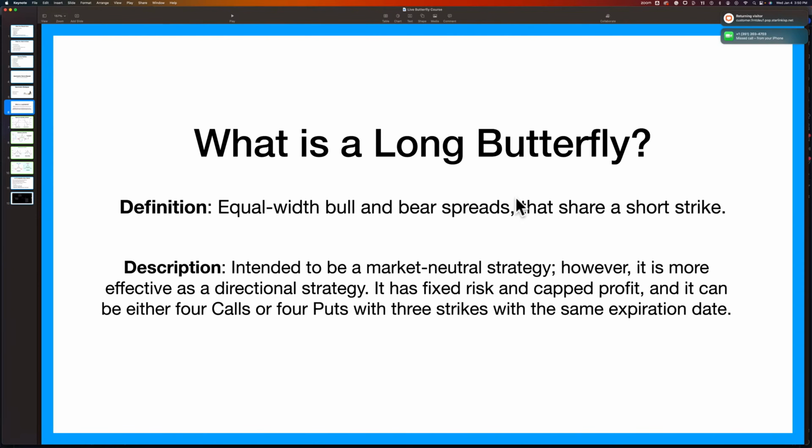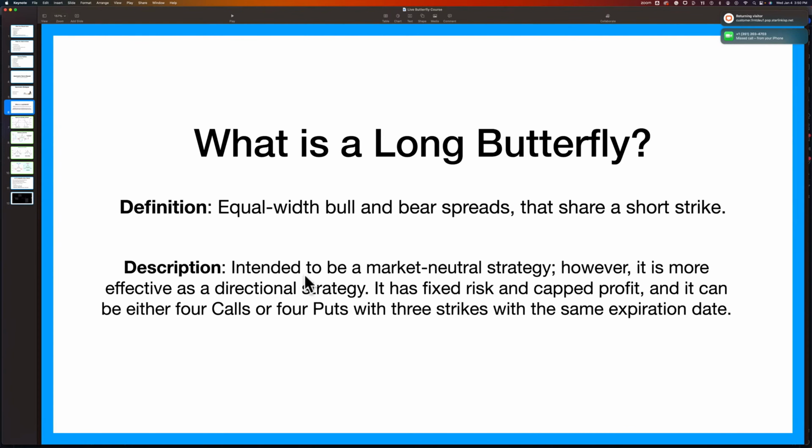Some people say it looks like the bottom part of a butterfly. Now, for most of my life in trading, people have traded the strategy as a market neutral strategy. However, it is way more effective as a directional strategy. As a market neutral strategy, in the same way that the iron condor is a market neutral strategy, the risk to reward just isn't there.